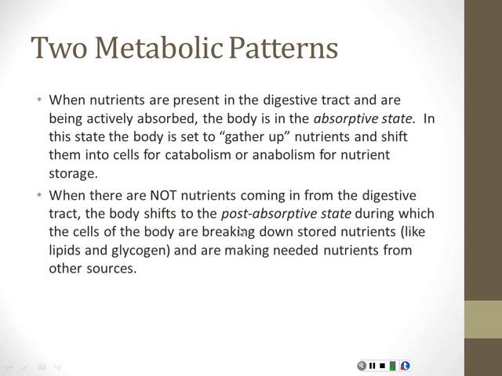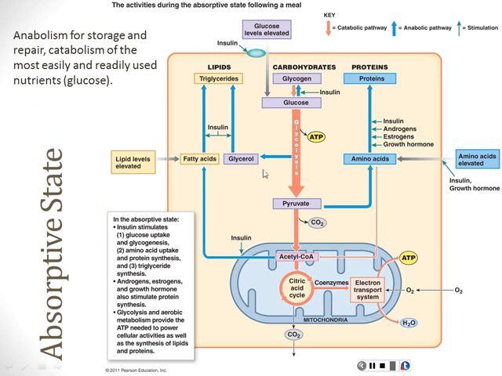And you could say there's a third metabolic pattern which we don't talk about, and that's the starvation state. And that is where you've been in the post-absorptive state for so long that your nutrient reserves are used up. And then the body does some other things, but we don't talk about that one, just so you know there is a third one. All right, so in the absorptive state, what does that look like at the cellular level?